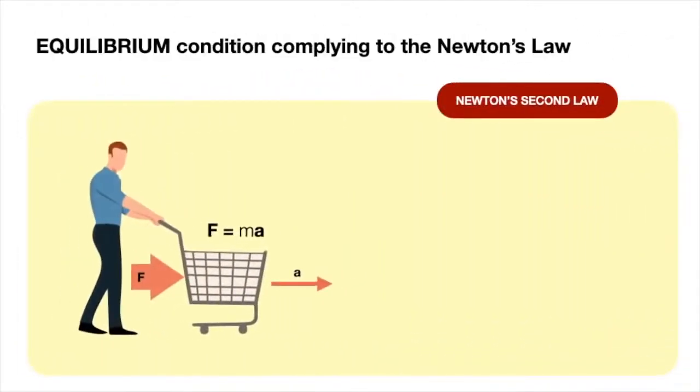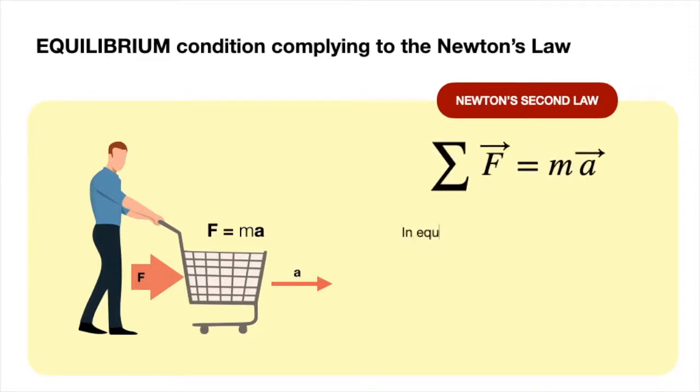For the case of a moving body, it needs to comply with Newton's second law, which states that the object will move in the direction of the force being subjected to it. So if you apply a force forward, the object will also move forward. If you apply the force backward, the object will also move backward. Depending on the situation, it will accelerate or decelerate and follow the equation of F equals ma.